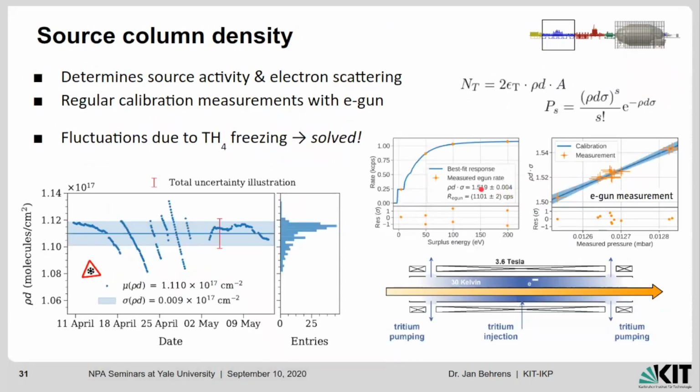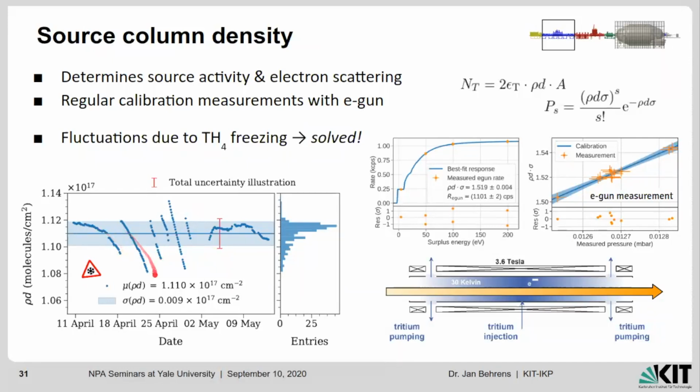The source column density affects the source activity, of course, but also the electron scattering. So it's quite an important parameter. We can do regular calibration measurements with our electron gun to investigate the source column density. This is a figure of the source column density during our first neutrino mass run.